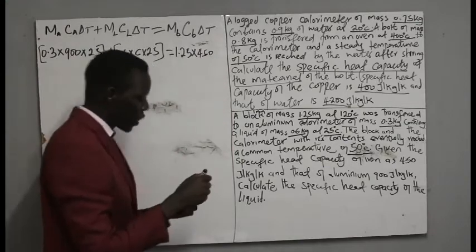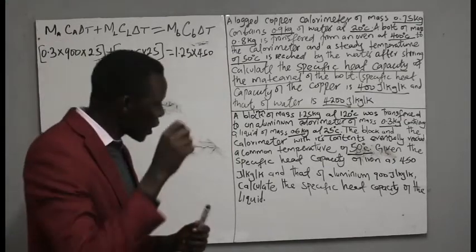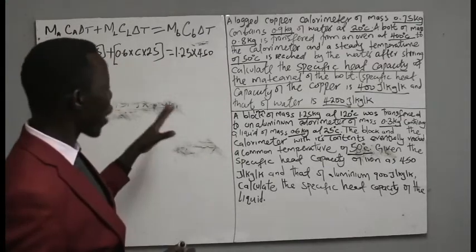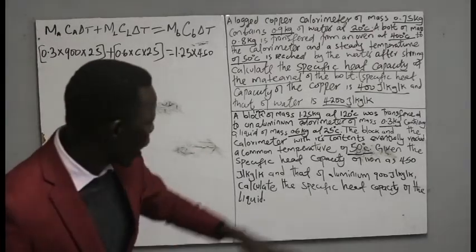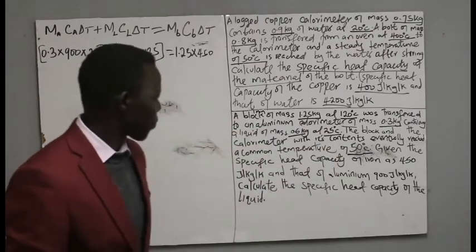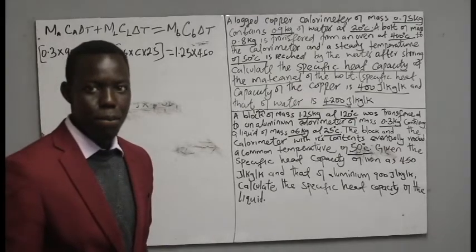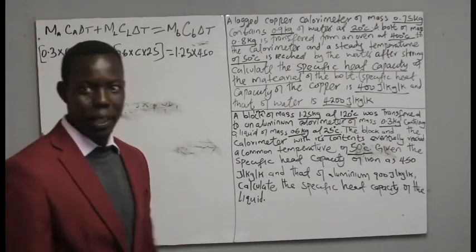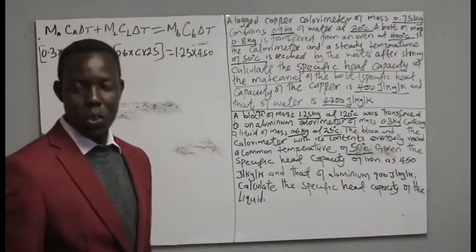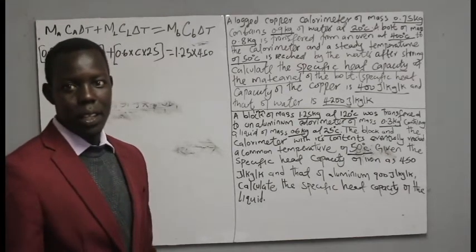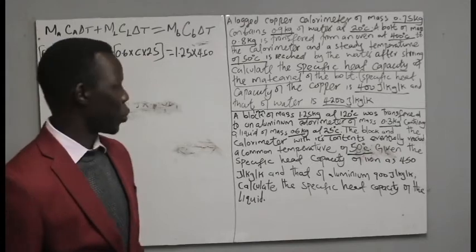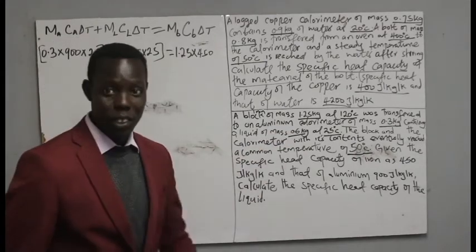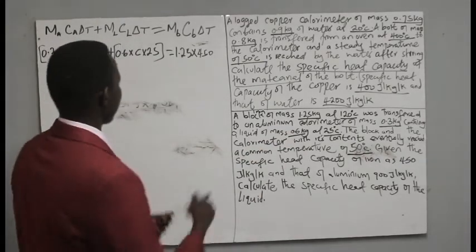What is the change of temperature of this iron block? From where? From 120 all the way down to 50. There are those who will take their calculators, 120 minus 50. There are those who will write it down, and then we have you that just know very well. 120 minus 50 is 70.